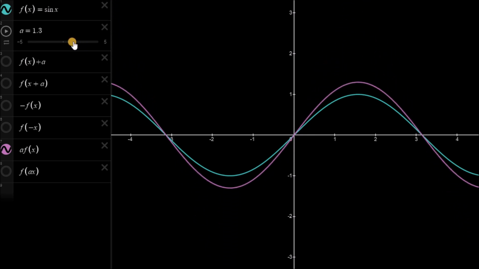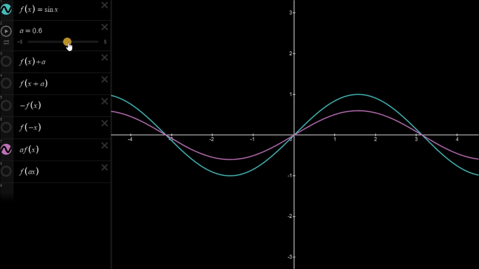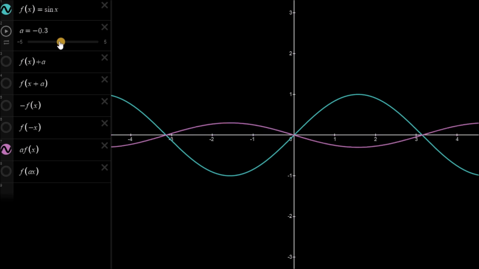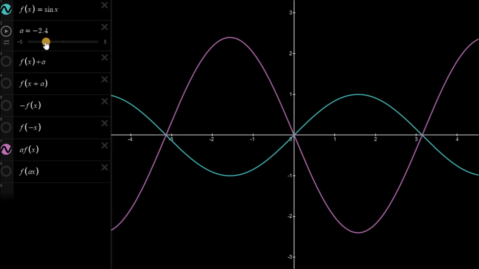And of course, whenever we make this a value less than 1, you can see that we have now made the function smaller and smaller. And when it goes to 0, we're going to have the function disappearing. And whenever it goes negative, we're going to reflect in the x-axis, and we're also going to make the function larger.